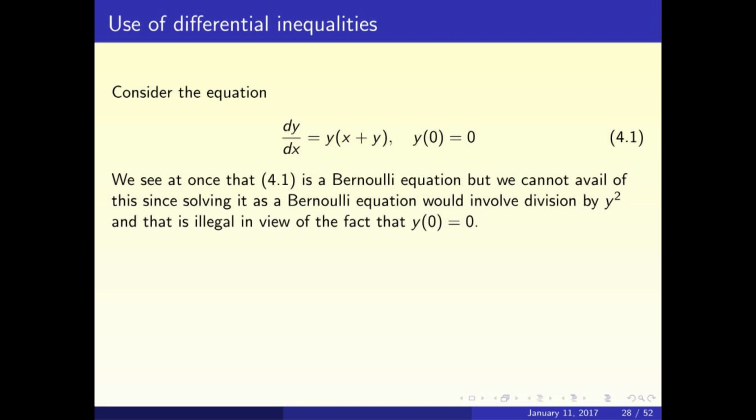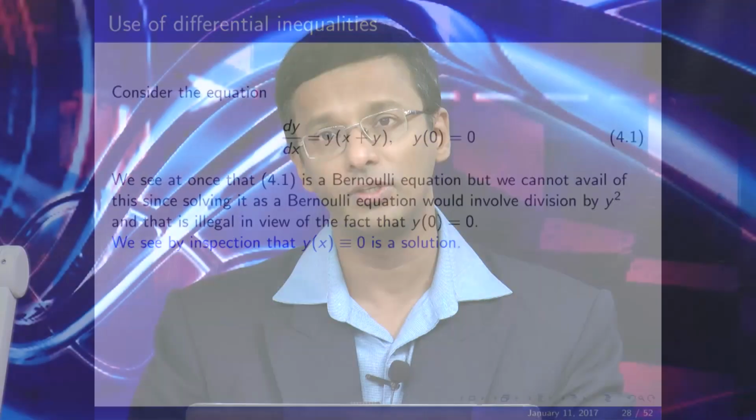Well, you see that the 0 solution is already a solution. Take the constant solution 0, it satisfies the differential equation. The derivative of 0 is 0, and the right hand side is also 0. So plug in the constant solution y equal to 0 in 4.1, and you see at once that it's a solution of the differential equation. It also satisfies the initial condition y of 0 equal to 0.